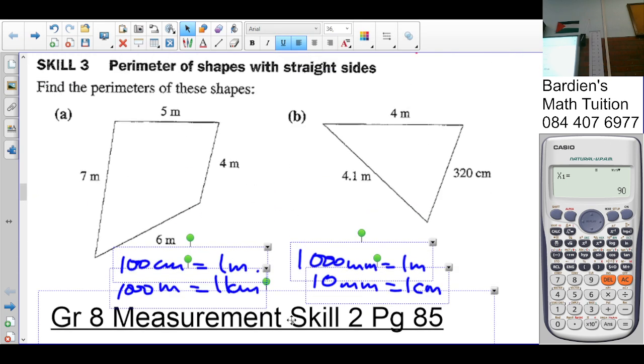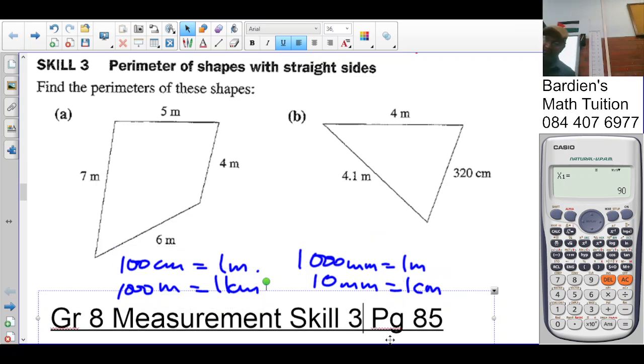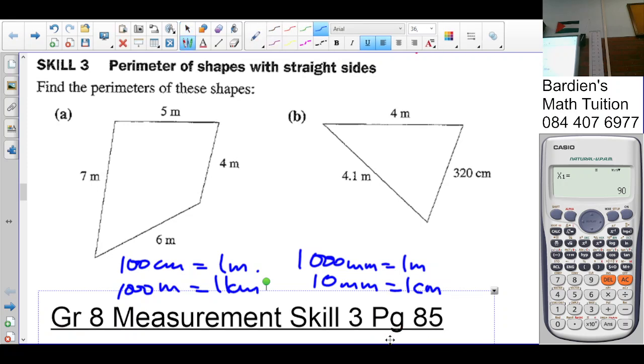People, skill 3. And skill 3 is on page? 85. Alright. The perimeter of the shape with straight sides. Find the perimeter. People, what is the perimeter? It's on the outside. The sum of the lengths of the outside of the shape. So let's look at the first one. Number 1.